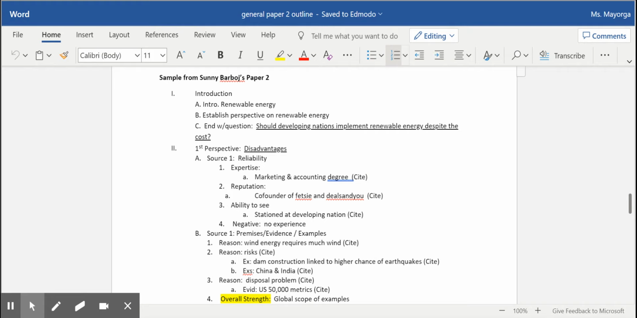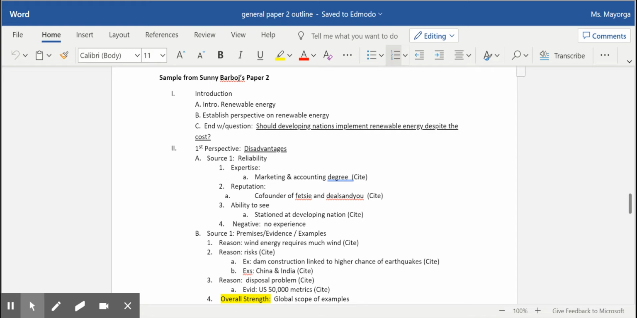So notice we cite everything. So wherever I found the information from the author, I cite that. All the reasons, I cite. All the examples, I cite. All the pieces of evidence, I cite. Because this came from my source. This didn't come from prior knowledge I had. So rule of thumb, if I had to look it up, if I had to read it somewhere, I need to cite it.